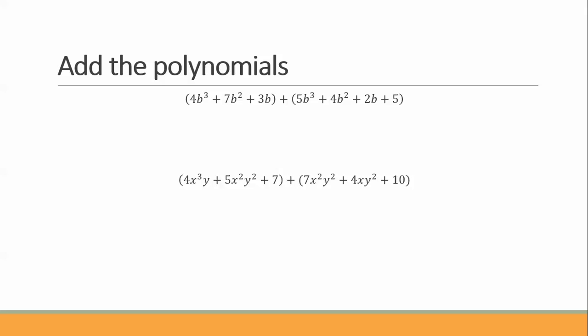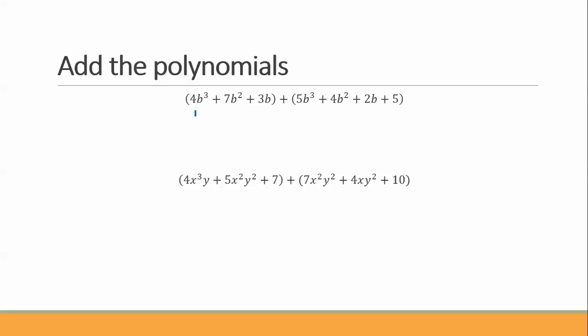Now we're going to start adding polynomials. Remember, we can only add like terms. So our like terms here are b cubed and b cubed. Another set of like terms is b squared and b squared. Another set is b and b. I find it easiest if we set these up vertically, just like we would with our decimal numbers. We're going to set up the like terms underneath each other.